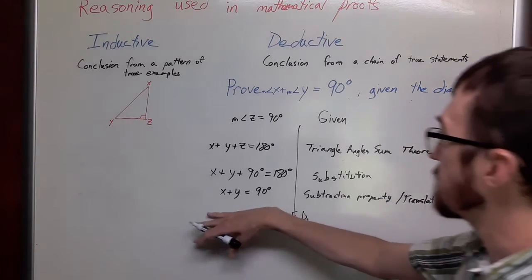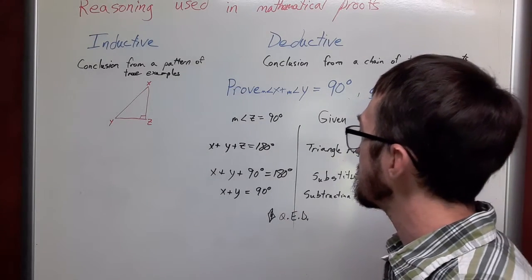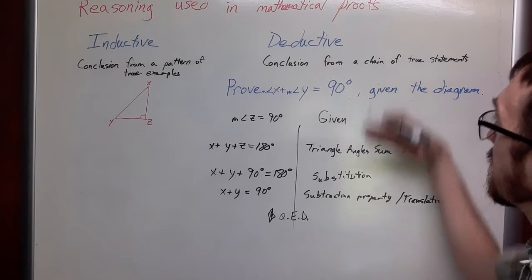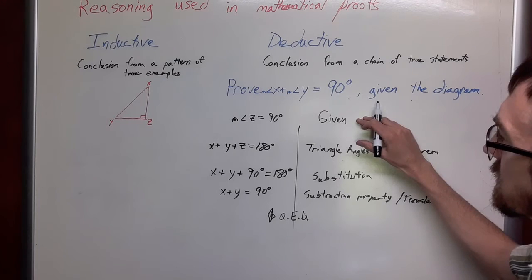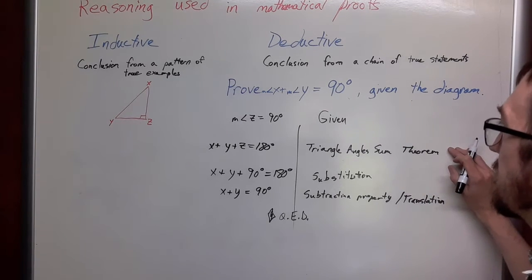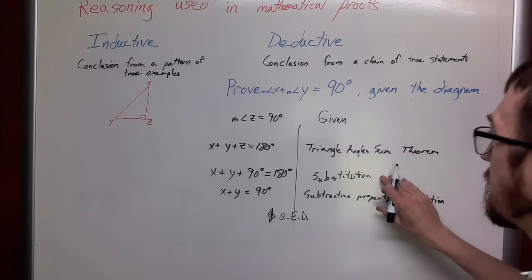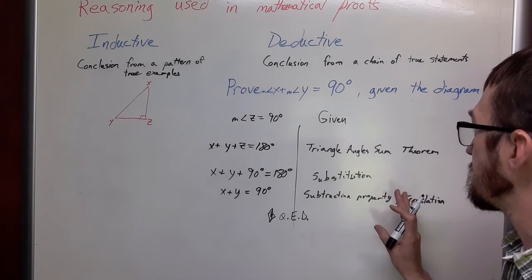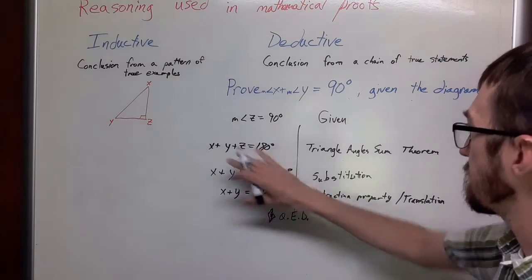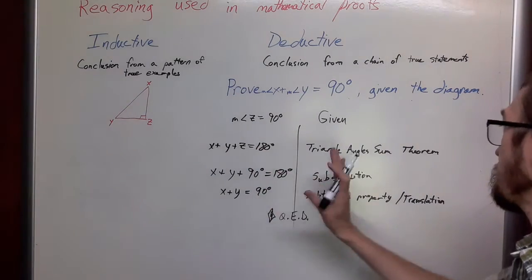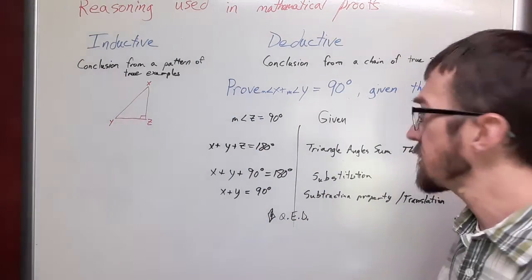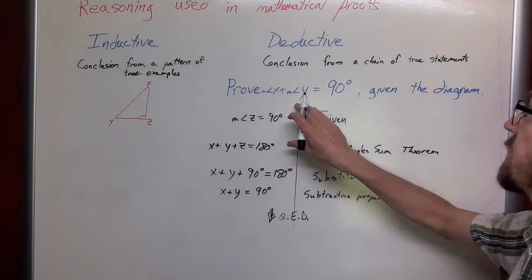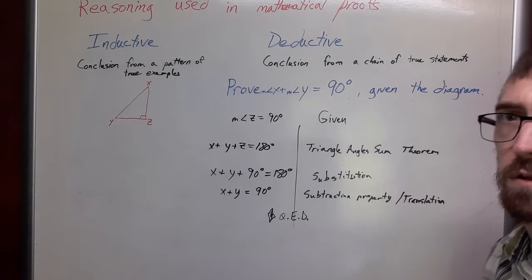So this is our conclusion, that x plus y does indeed equal 90 degrees. And we've drawn that conclusion by looking at this chain of true statements. This was told to us to begin with. This is something that we've been given in the past. We know how to subtract. Or this could be the, we substituted. We know how to subtract, or it could be translation. And so we're ending with the statement that we wanted to prove.